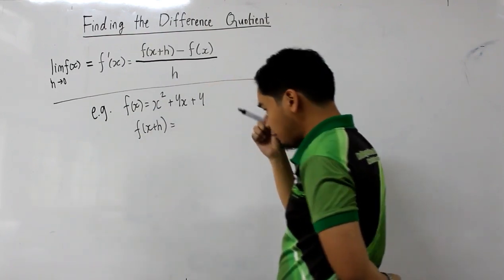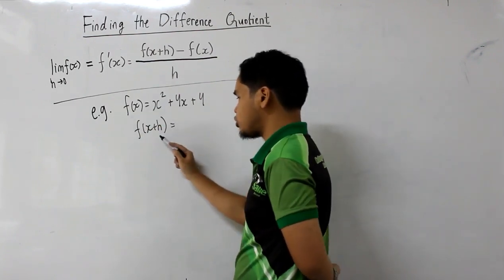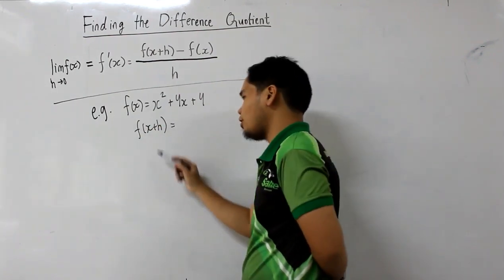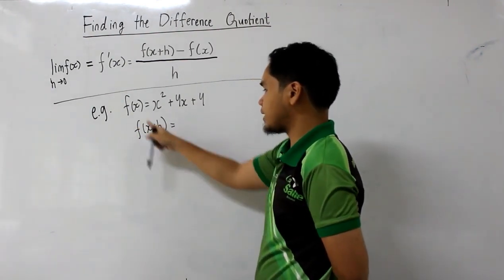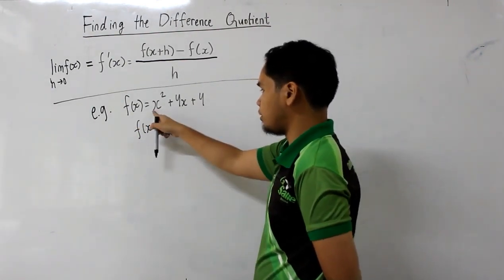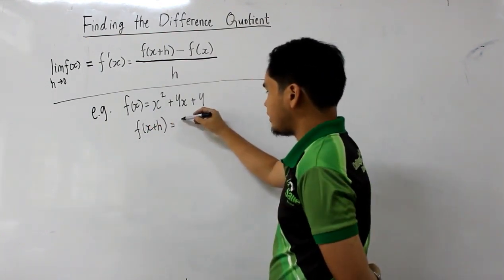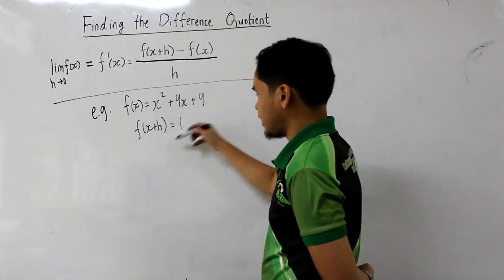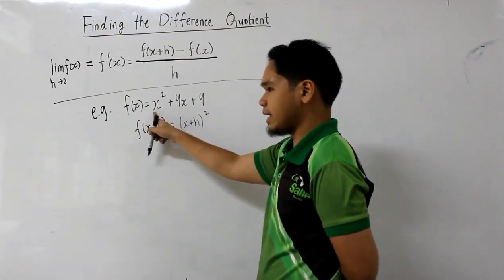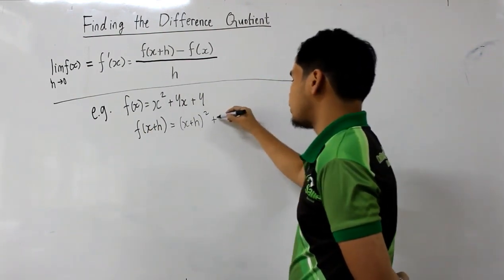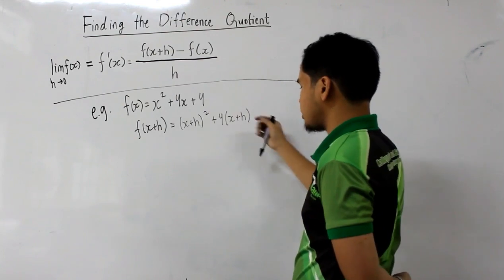So in your evaluation of functions in your GenMath, you know that if x here is changed into something, all the x's will also adapt to that change. Since your x became x plus h, these two x's here will become x plus h, and then simplify. So what we have is x plus h squared, plus 4 times x plus h. Copy the constant 4.